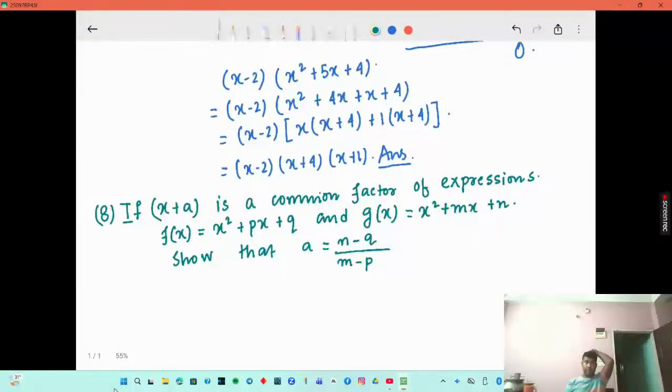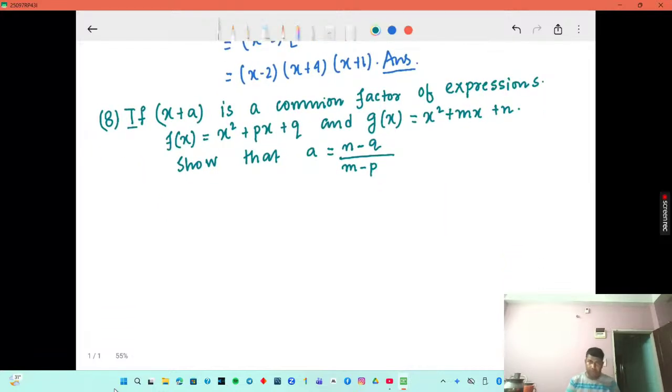So what is the question given? If x plus a is a common factor of the given expressions, fx is equal to x squared plus px plus q and gx is equal to x squared plus mx plus n, then we have to show that a is equal to n minus q divided by m minus p. Is it clear to you? So now how can we solve this problem? Do you have any idea how we can solve this problem?